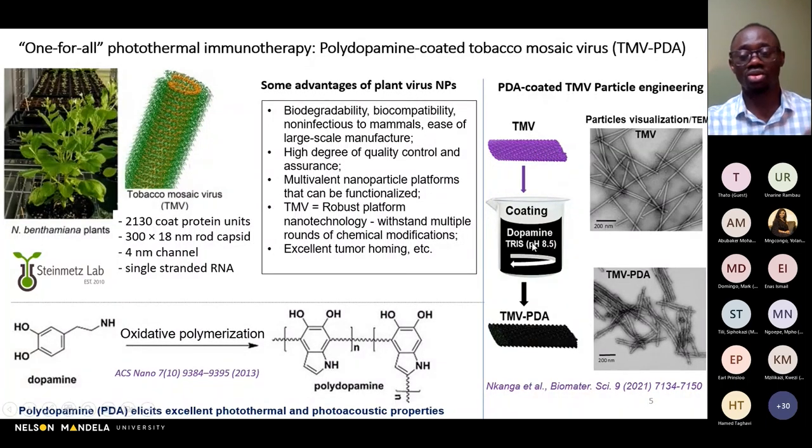Basically, as I said, a room temperature reaction mix of dopamine at pH 8, alkaline pH, with the TMV, tobacco mosaic virus. After a couple of hours, you would have your particles, and then a couple of washes and high-speed centrifugation will allow you to isolate the particles. As you can see from the transmission electron microscopy data, the surface of TMV itself is quite smooth, while the surface of TMV coated with polydopamine is quite rough, and that's because of the presence of the polydopamine.